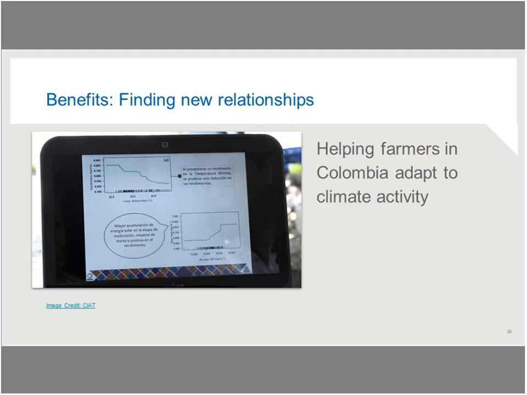So in the last couple of examples, the goal was to automate decisions using a computer. And sometimes we actually have a different goal. We want the computer to find patterns that will be useful for human choices. So there are researchers at the International Center for Tropical Agriculture in Colombia.